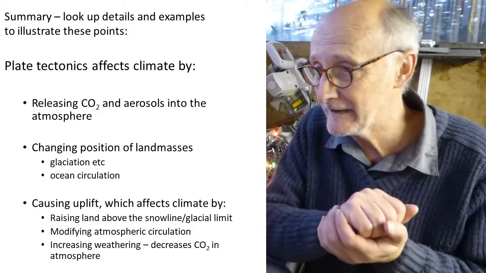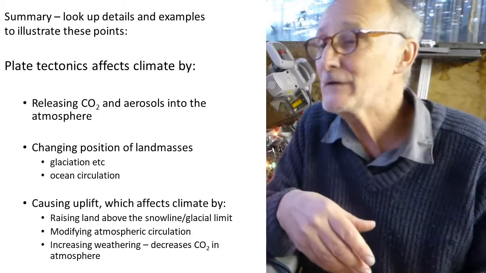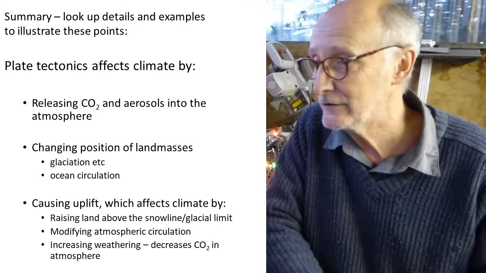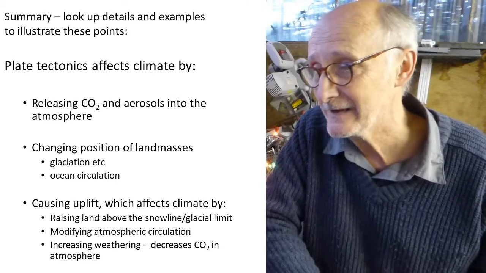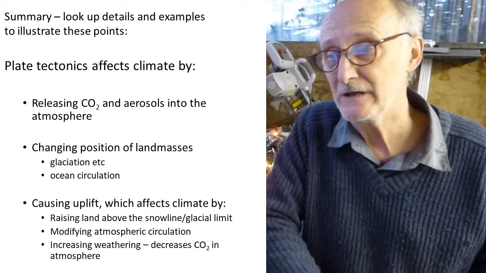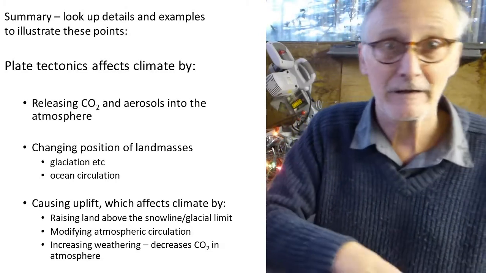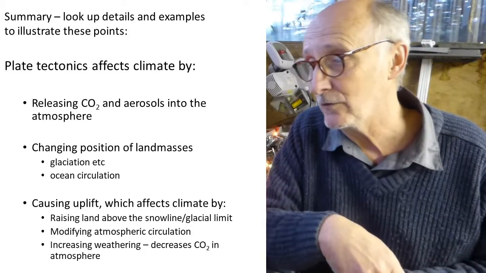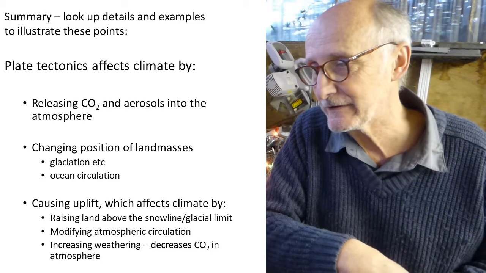And just to summarise, plate tectonics affects climate in all sorts of different ways, but for example, by releasing CO2 and aerosols into the atmosphere, directly changing the atmospheric composition. Second, by changing the position of the land masses, and that can have a number of effects, for example, setting off glaciation either regionally or globally, and also by changing ocean circulation.